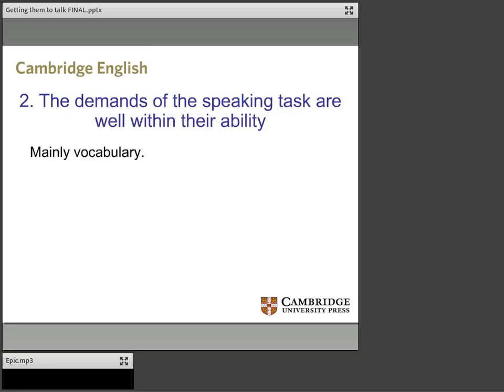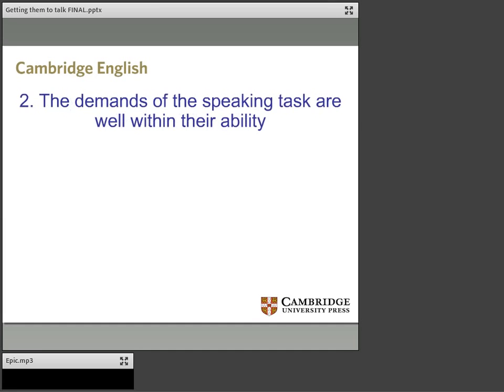So we need to make sure that they're easy. The main difficulty is vocabulary. Don't have to worry about grammar too much. It's the vocabulary which makes the problems with both ability to express oneself and understanding what other people are saying.